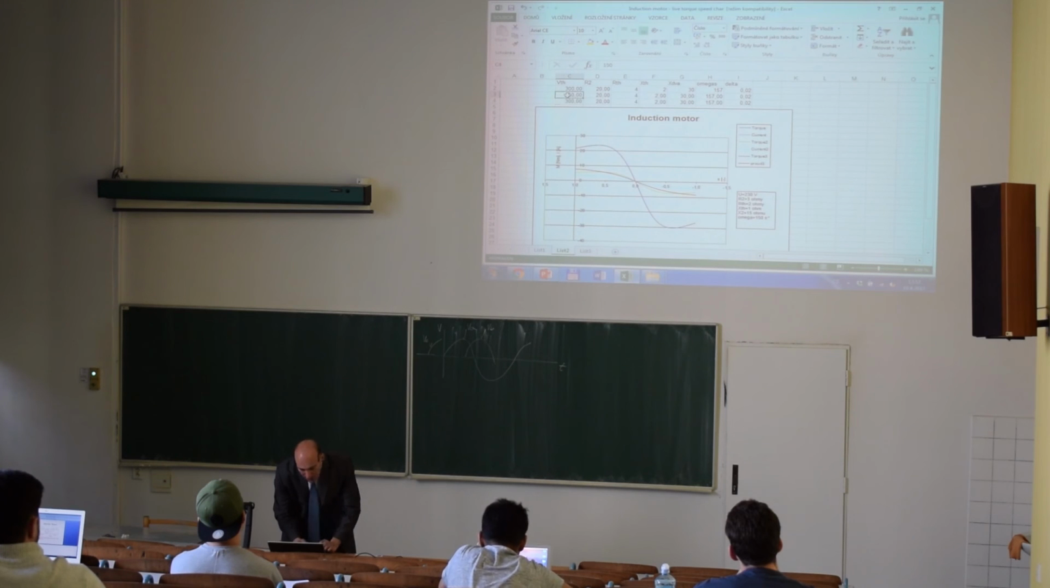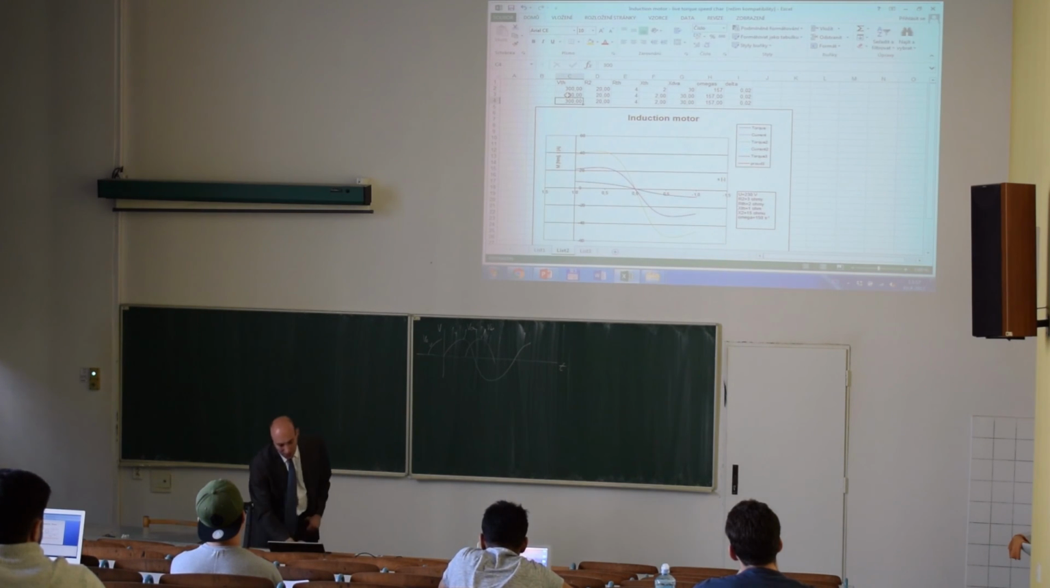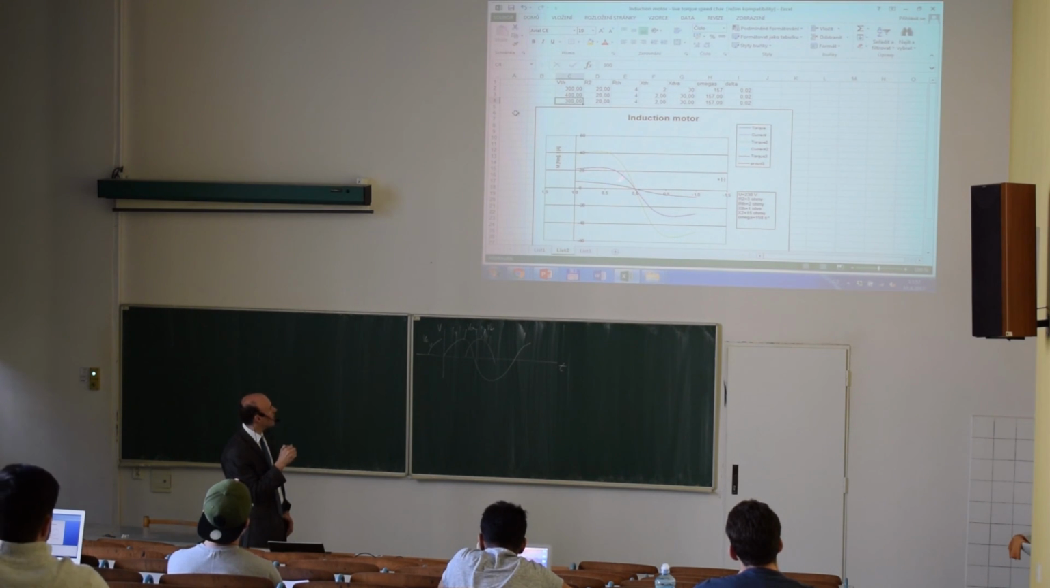It works in both ways. So if I would use 400 volts here, now you see a higher voltage will create a higher torque that I can produce, and hence if I load it more, it will drop less with the speed.